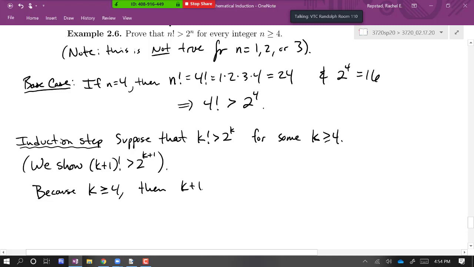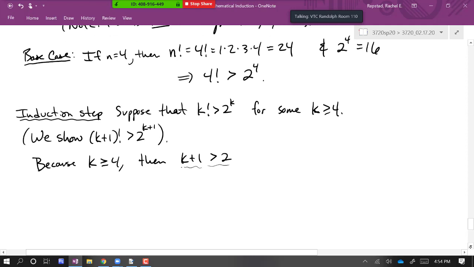Then k plus 1 is certainly greater than 2. Now, you could say it's got to be greater than 5. Sure. But what we need to be able to say is that it's greater than 2. We could say even more, but that's what we need and that's what's going to work. If we all agree that k plus 1 is greater than 2, then we're going to be well on our way.